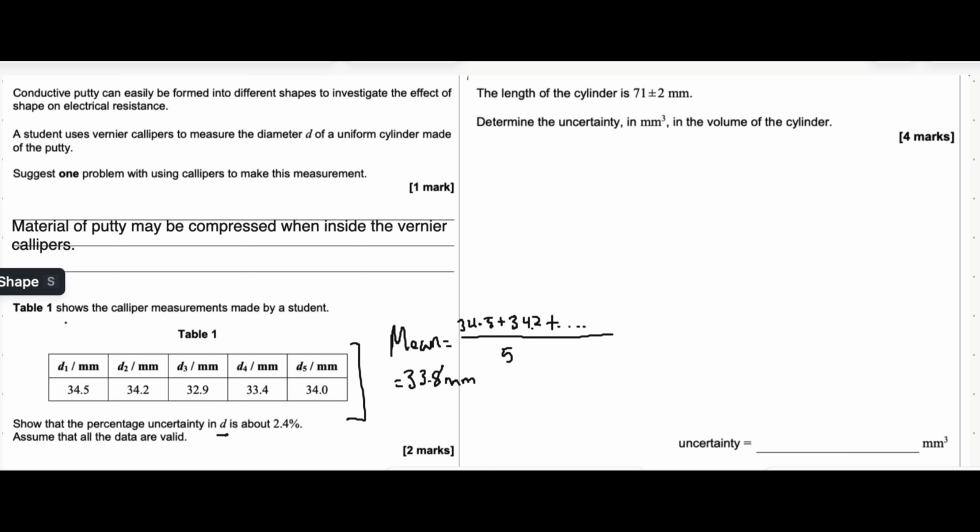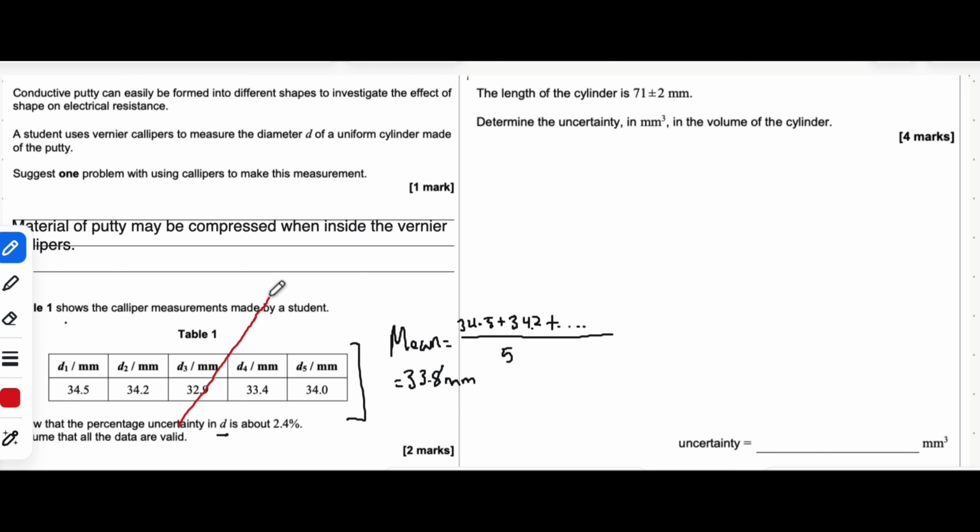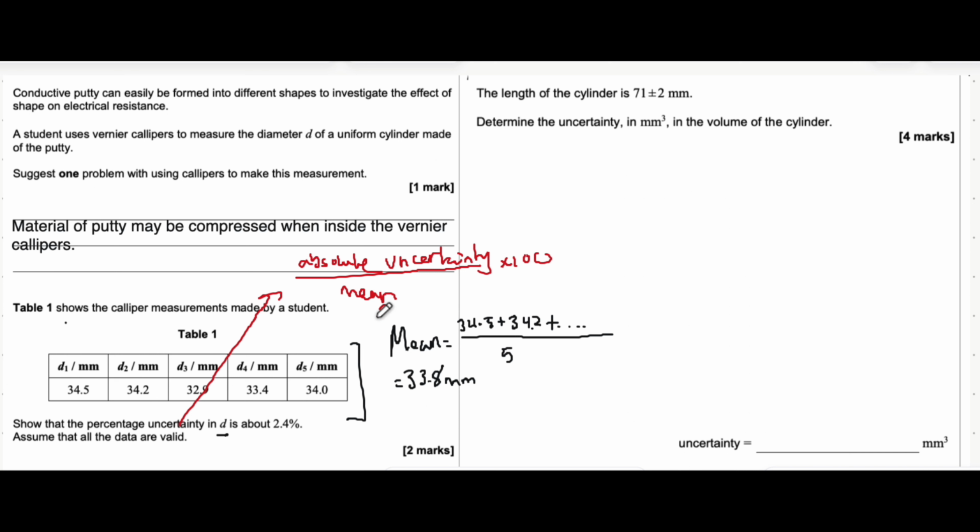Before we do the rest of the question, let's talk about how we can actually find the percentage uncertainty. I'm going to do this in a different color. Percentage uncertainty itself is the absolute uncertainty, again, this only applies to a mean, and we then divide by the mean value and multiply that by 100. We found our mean value now, it's 33.8. How do we find the absolute uncertainty? Well, in a mean, we halve the range to find the absolute uncertainty.